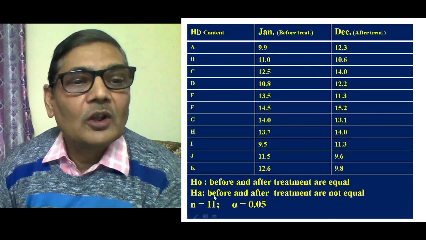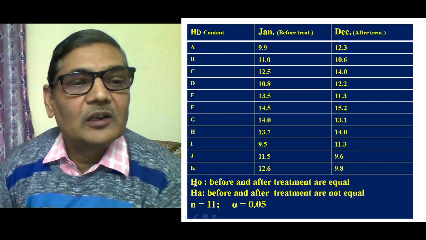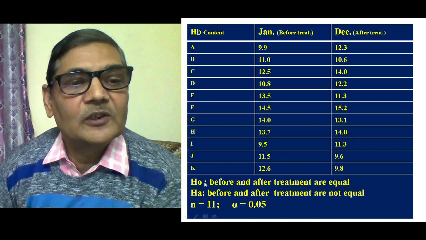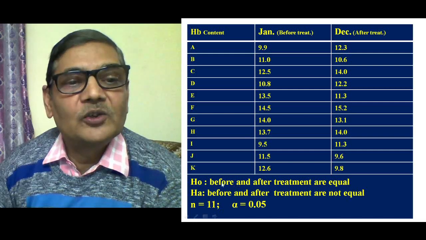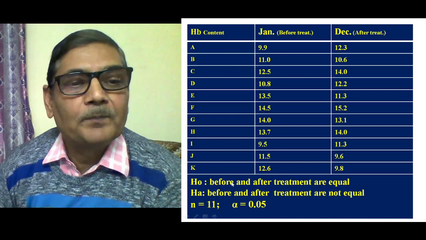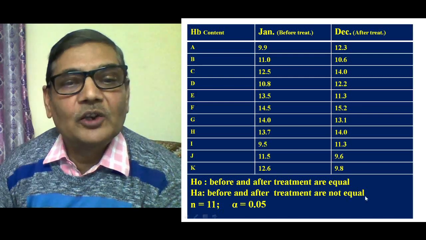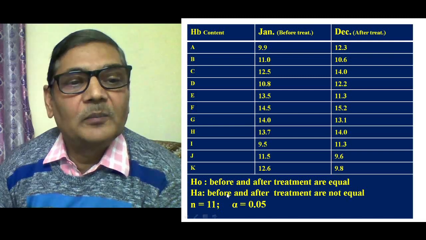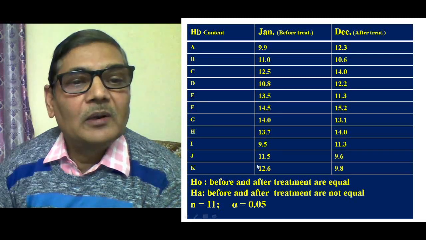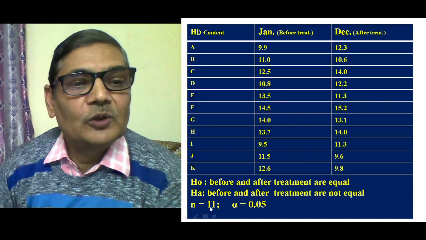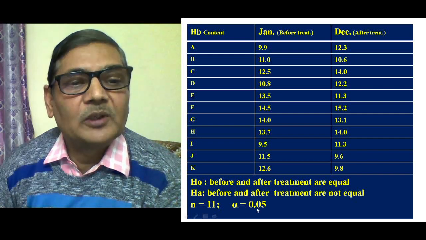So our null hypothesis, see in this table on the lower side, H0 means null hypothesis, that is before and after treatment are equal. We hypothesize that there is no difference in the hemoglobin content of the 2 months, that is January and December. Now the alternate hypothesis will be that before and after treatment are not equal. It means we consider that there is a significant difference because of treatment. Now total 11 pairs have been considered, so n is equal to 11, and we are going to test this hypothesis at 5% level, so alpha is equal to 0.05.